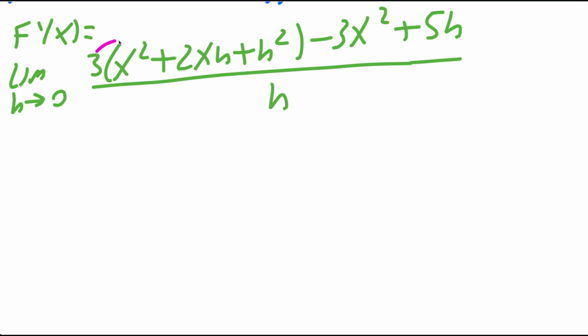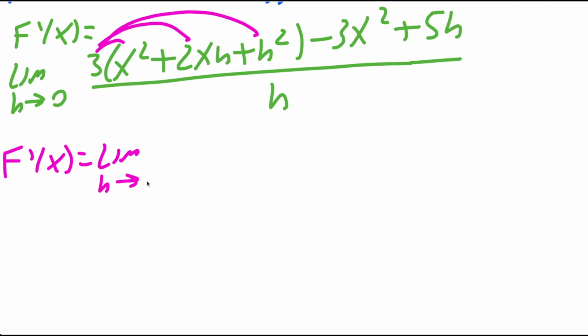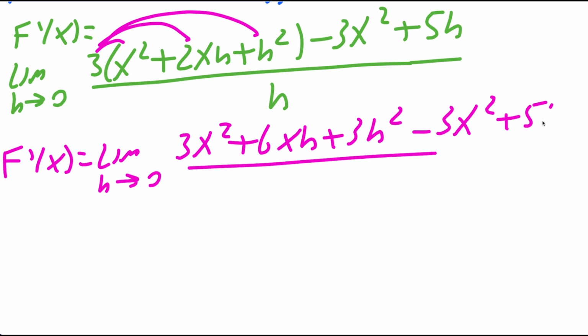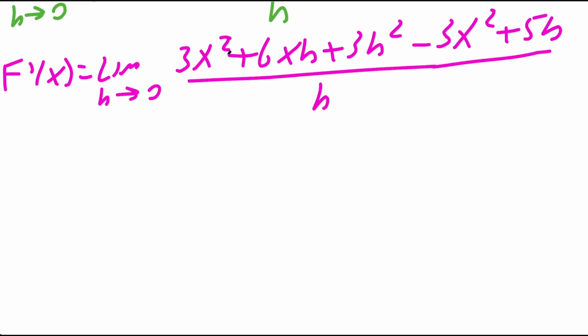Next we can expand this piece, so 3 times this piece, and 3 times this piece. But we are getting closer. So the derivative of f of x is equal to the limit as h approaches 0. So 3 times x squared is 3x squared. 3 times 2xh would give us 6xh. 3 times h squared would give us 3h squared, minus 3x squared plus 5h, all over h. At this point, we can cancel some terms out. So 3x squared with negative 3x squared cancels. And now each of these pieces has an h, so we can factor out an h.